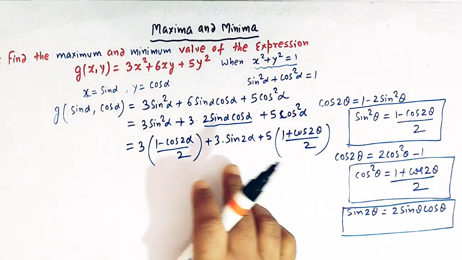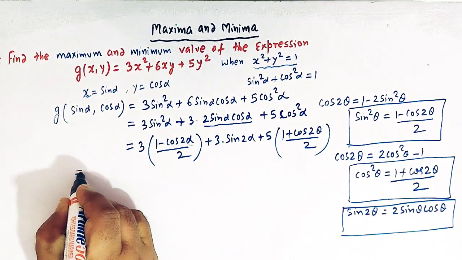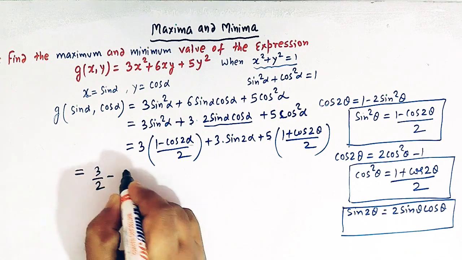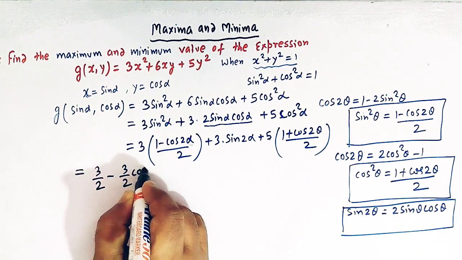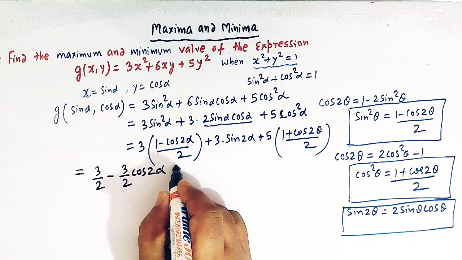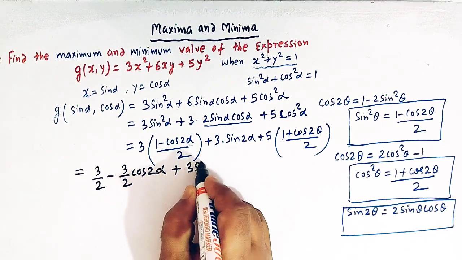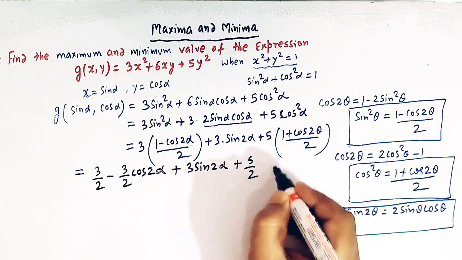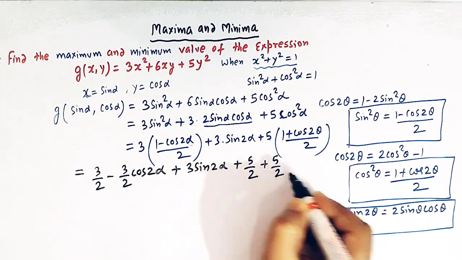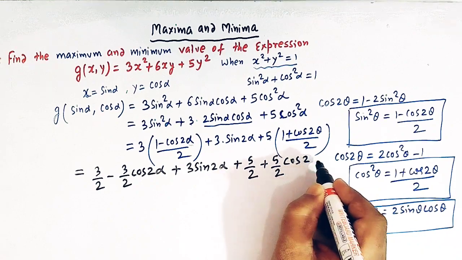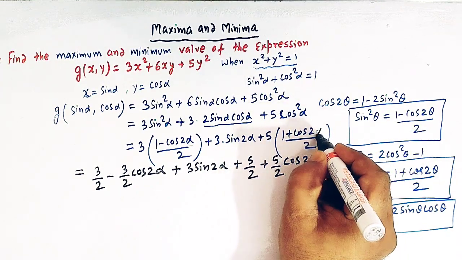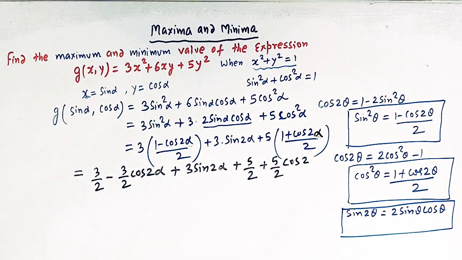So now we can rearrange the terms here. So we have 3 over 2 minus 3 over 2 cos 2 alpha, and here we have 3 times sine 2 alpha. Then we have 5 over 2 plus 5 over 2 cos 2, here for theta we can write alpha, right?